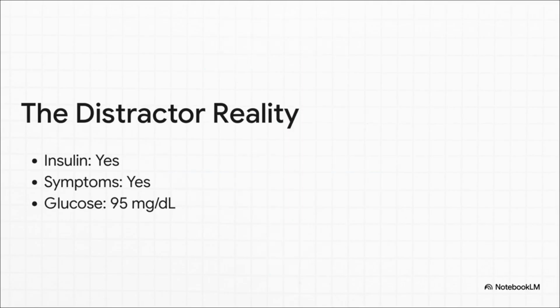Now, what's really interesting about this is the distractor reality. Let's look at the full clinical picture. Do they have a recent insulin injection? Yes. Do they have symptoms of hypoglycemia? Yes. But look at their blood glucose level. It's 95. That is completely normal. If you fell for the trap and chose to give dextrose, you'd be treating a symptom that isn't actually there. You see, test makers prey on your instinct to quickly treat what looks familiar.